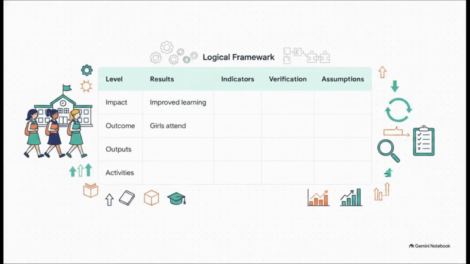Next up, we step down a level to the outcome. For our education case study, the outcome is girls in target districts attend regularly, remain enrolled, and complete secondary education. Now, the really important point here is that an outcome represents a tangible, measurable change in behavior, practice, or systemic functioning. It directly answers the question, what are people actually doing differently because we intervened?